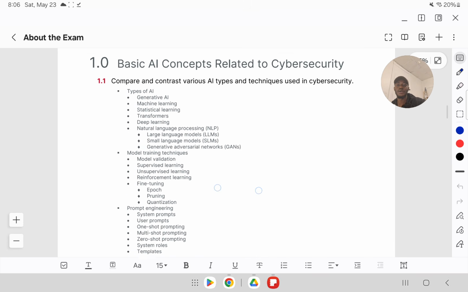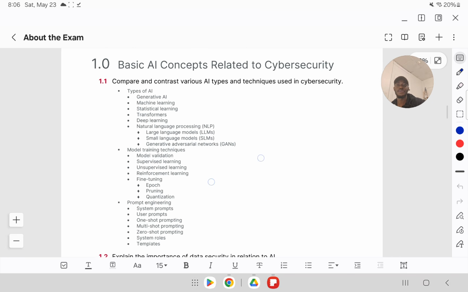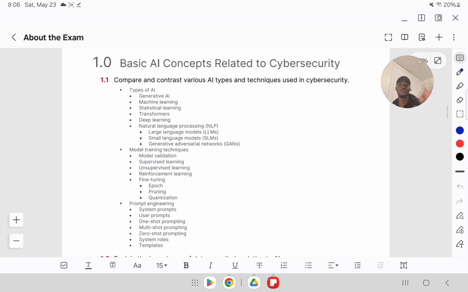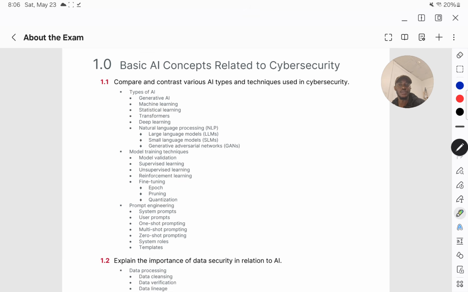In my next video, I'll try to explain more concepts within this domain of AI-related cybersecurity. So here we talked about generative AI, we talked about machine learning, we talked about deep learning. We didn't talk about transformers. We'll come back to this. We also didn't talk about large language models and small language models. They will be the focus of our next class.